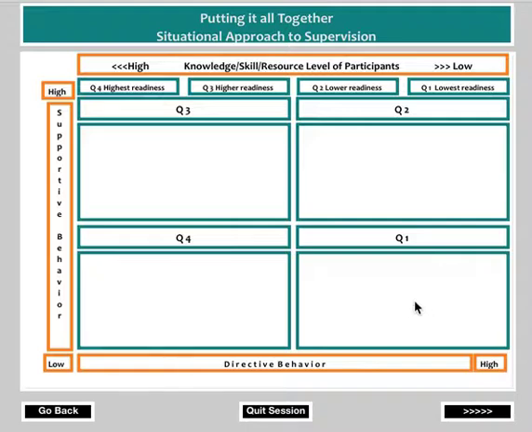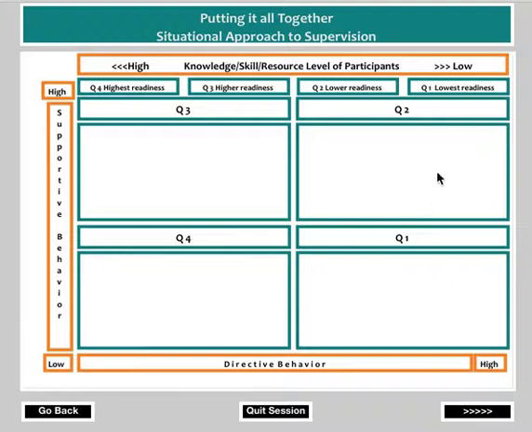Well, this quadrant would represent high directive behavior by the supervisor and lower supportive behavior. This quadrant is high directive behavior, high supportive behavior. This quadrant is lower directive behavior, but high supportive behavior. And this quadrant is lower directive behavior and lower supportive behavior.